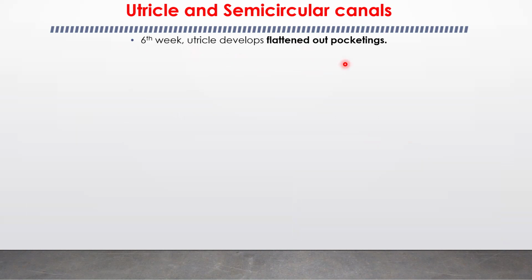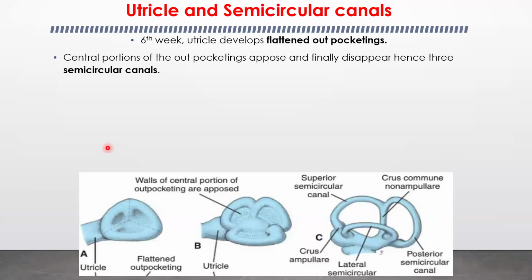So the utricle develops flat out pocketings. And then this can figure out this is a utricle. It develops 3 flat out pocketings. These 3 flat out pocketings will undergo flattening. After flattening, what will happen is that they will oppose each other. They will oppose each other at an angle of 90 degrees, and then the inner point of it will disappear. So these are walls of the central portion of the outpocketing, opposing and then disappearing.